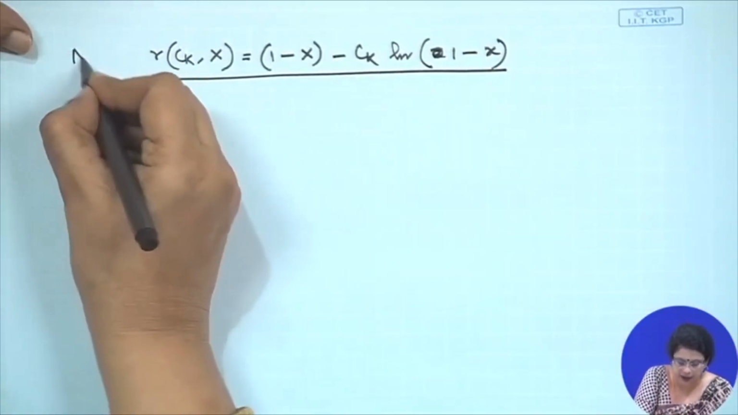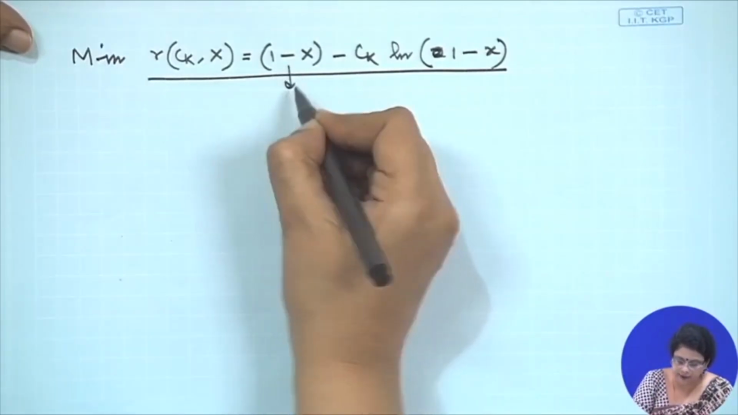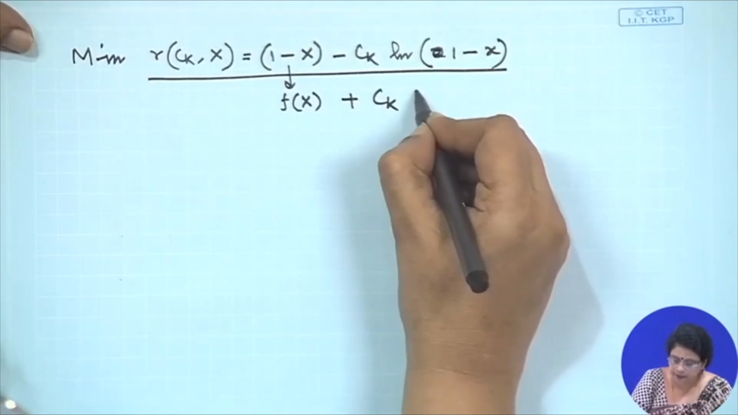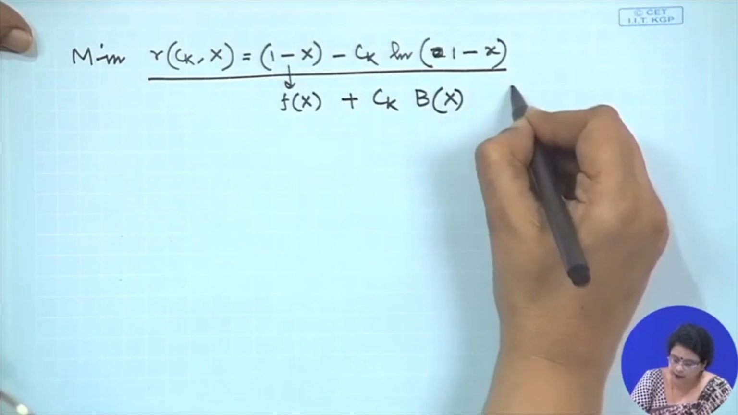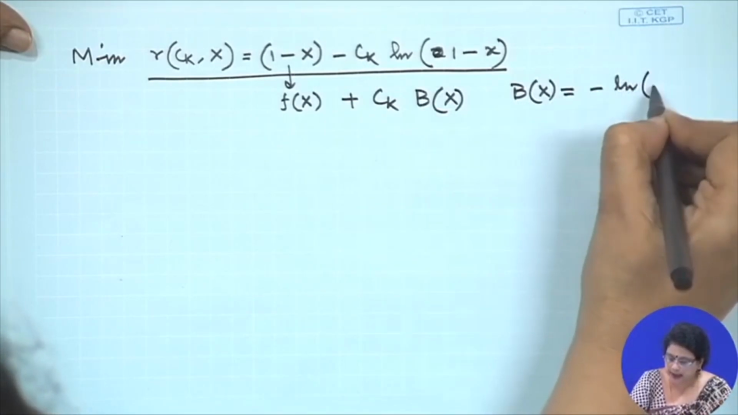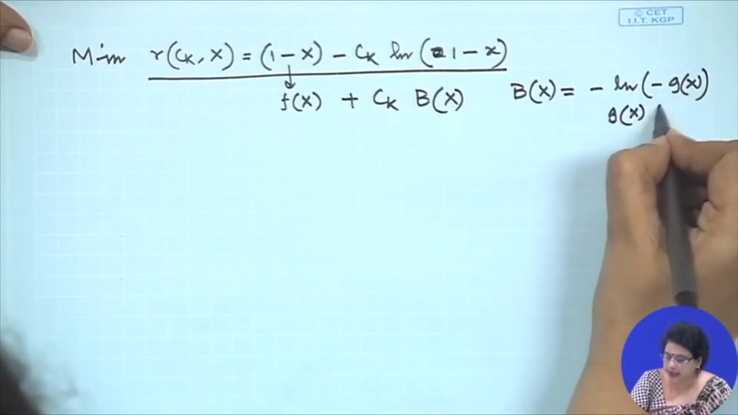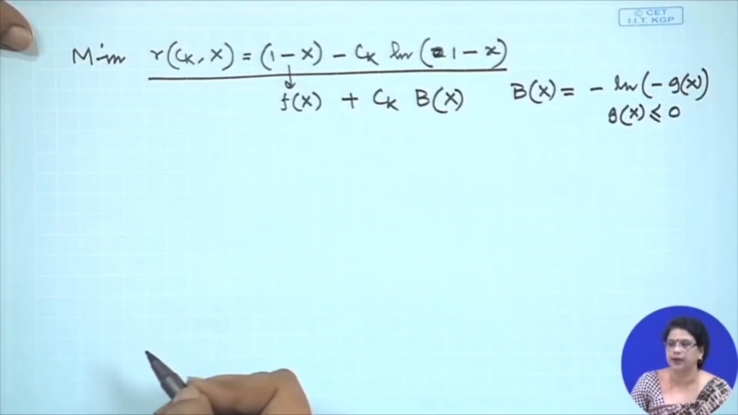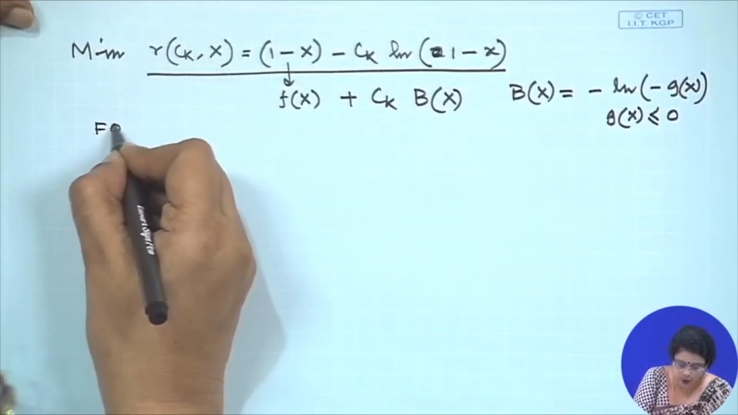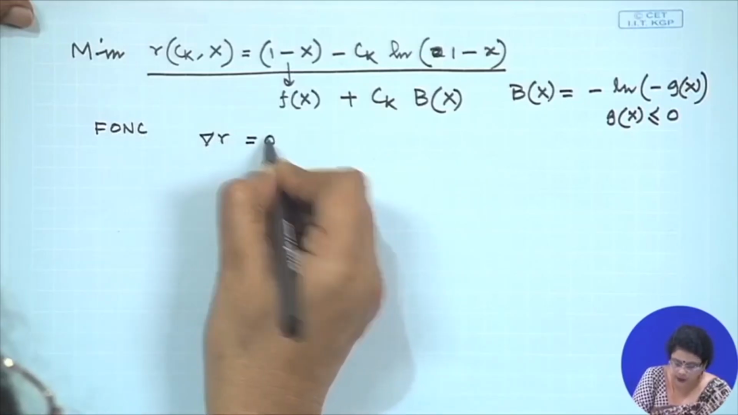Now, we have to minimize this objective function, where this is the function f(x) plus c_k times the barrier function, where the barrier function is equal to minus ln of minus g(x), where g(x) is of the form g(x) less than or equal to 0. Clear? Now, if I want to minimize, let us consider the first order necessary condition. Then grad of r must be equal to 0.